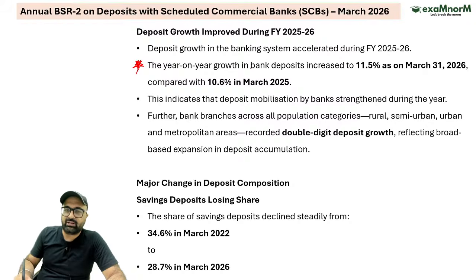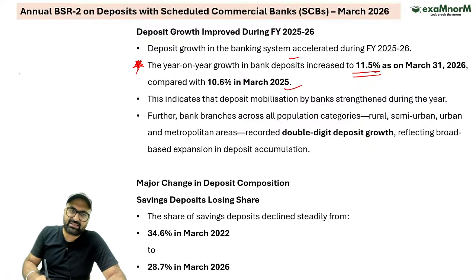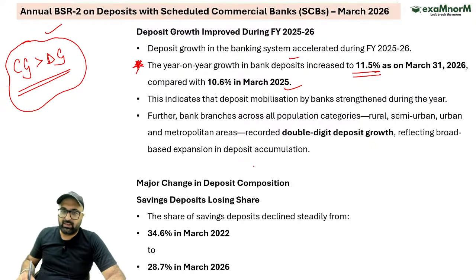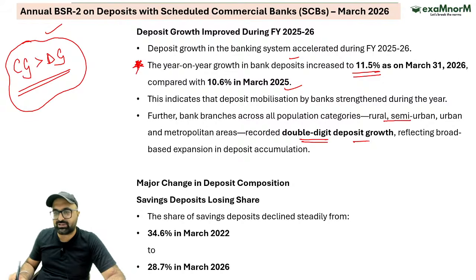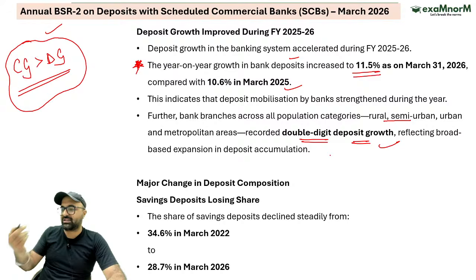है, I am marking it down, the year on year growth in overall bank deposit is 11.5%, which is more than the previous year, but less than the credit growth. So credit growth is greater than deposit growth, and that is a point of worry for the banks because their credit is growing more than the deposits. Further, banks across all the population categories, rural, semi-urban, urban, they all have recorded double-digit deposit growth, which is reflecting that yes, deposit is growing, but credit is growing faster than deposit.